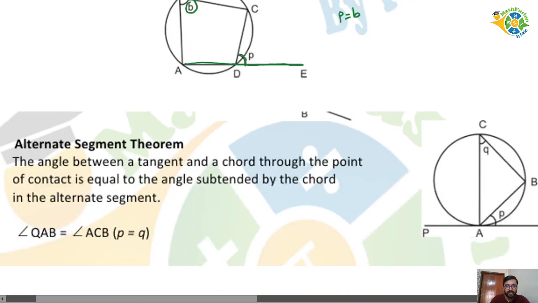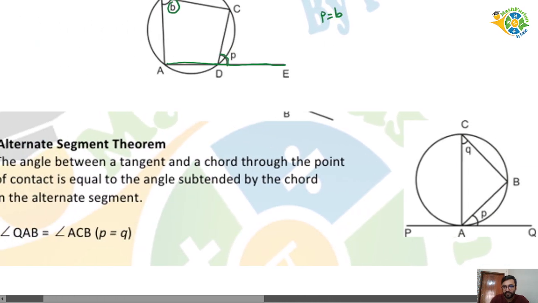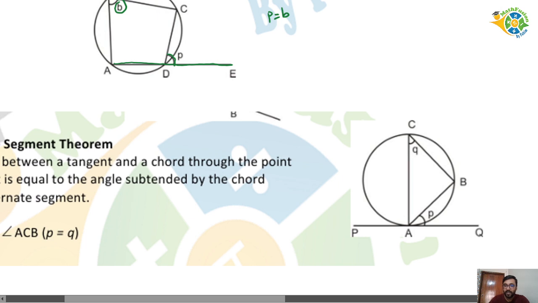So the last theorem is the alternate segment theorem. The angle between a tangent and a chord through the point of contact is equal to the angle subtended by the chord in the alternate segment. So let's break it down. Okay, if PQ is a tangent, so here PQ is a tangent of a circle, okay, and AB is a chord, AB chord.